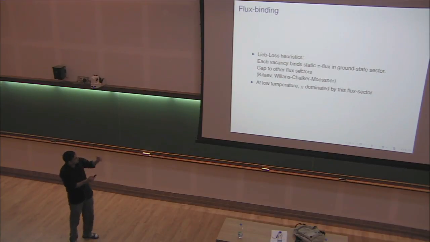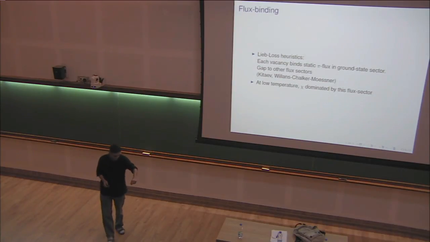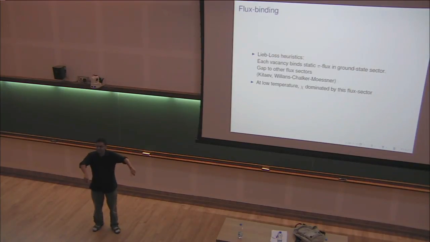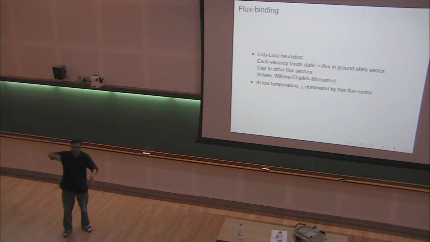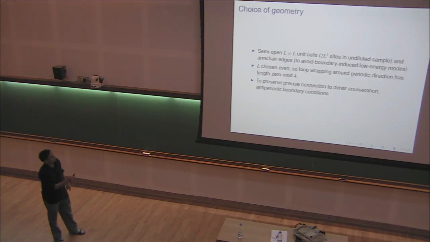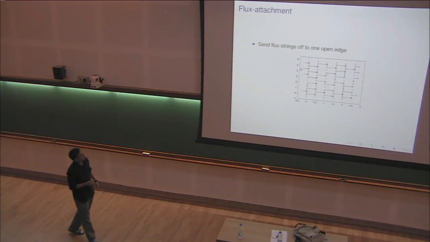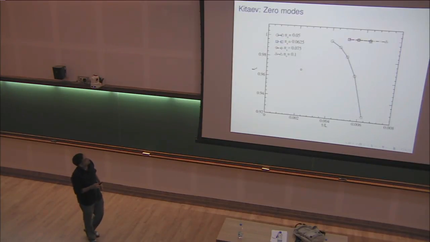And we know from previous work that every time you have a vacancy in this situation, it binds a Z2 flux. So you have to put in a flux string going out to the edge of the sample every time there's a vacancy. And so we use semi-open boundary conditions to do the calculation. And here's what we see.